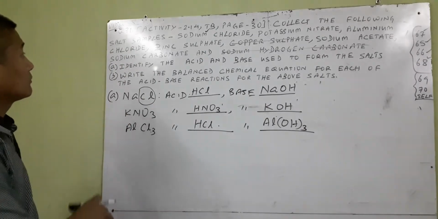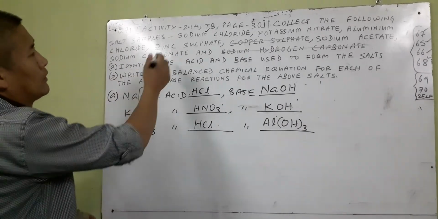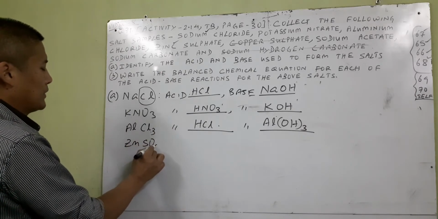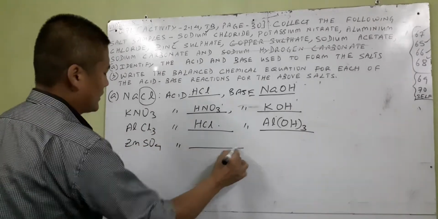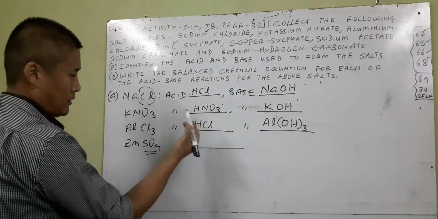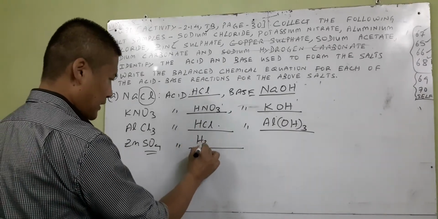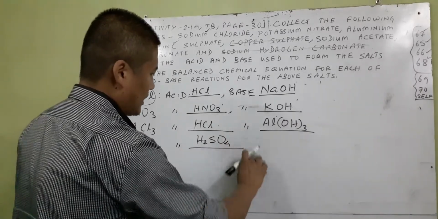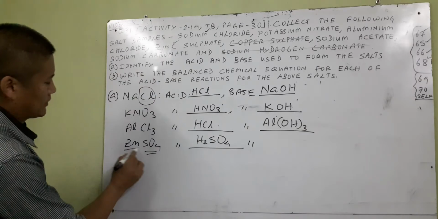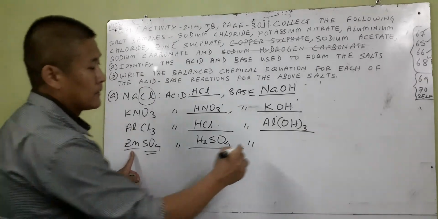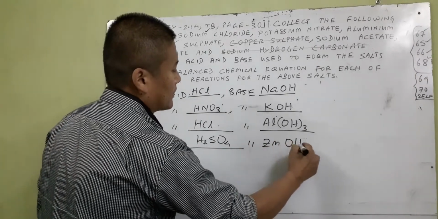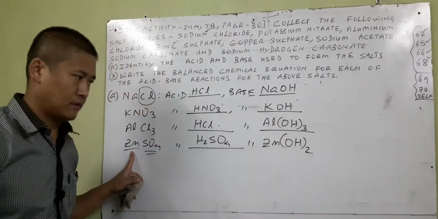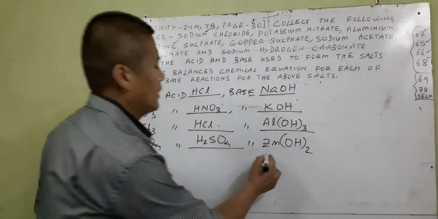So next here, zinc sulfate. Zinc sulfate means Zn2 plus, SO4 2 minus, so the 2s cancel. Then the acid comes from the negative part. The only acid having that SO4 radical is sulfuric acid. And the base comes from the positive part, which I'll underline, okay? So that is zinc hydroxide, the base. The 2 will go here because the valency of the zinc ion is 2 plus. So this is the base.